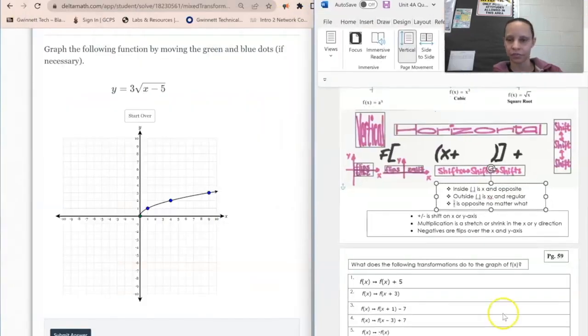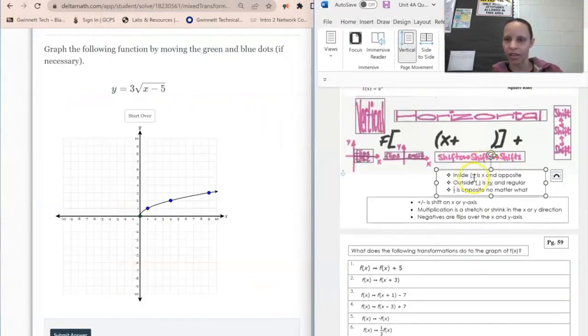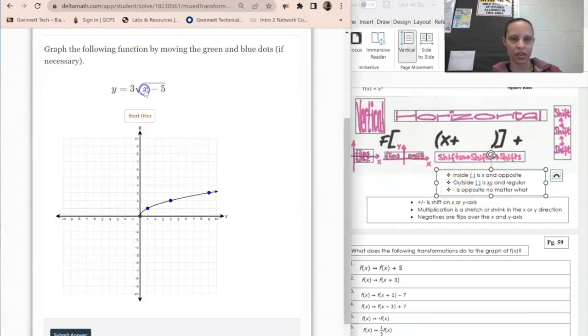Move this over here. Okay. All right, is it inside, outside, or is it a negative? So I'm looking here. My function is related to the x. Right now I have something outside and I also have something inside. So let's deal with this 3 first, okay? This is outside. So I answer, oh, it's outside.